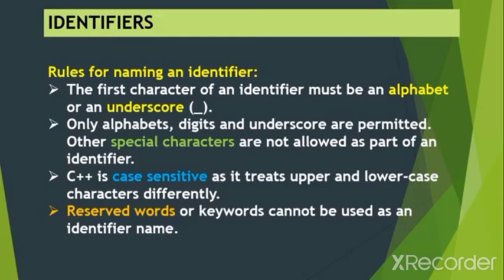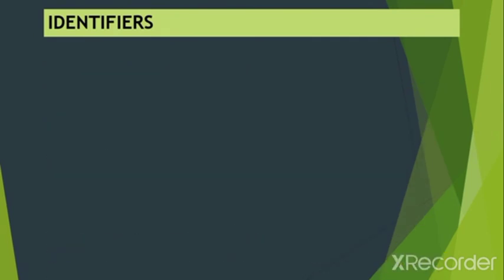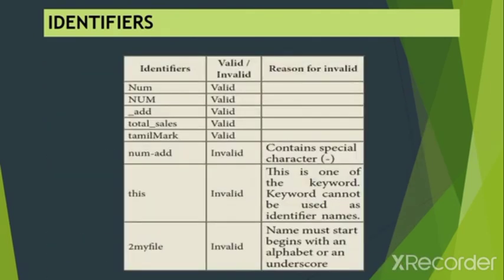Then reserved words or keywords cannot be used as an identifier name. Already we have studied the keywords. Keywords are reserved words with a predefined meaning. Each word has a meaning, so we should not use that word as a variable name or an identifier name. Do you understand? So these are the rules for naming the identifier. An identifier is nothing but a name given to the variable, class, function and array. We have to follow all these rules.